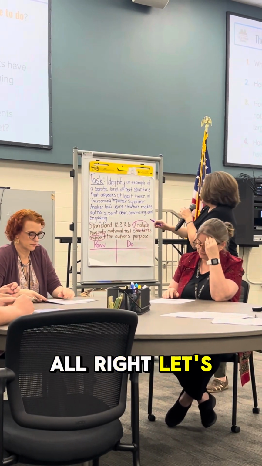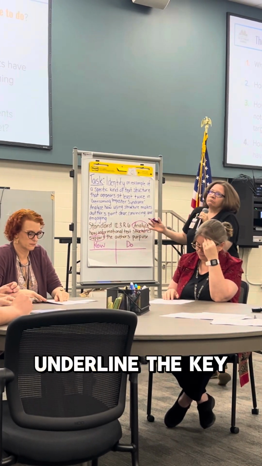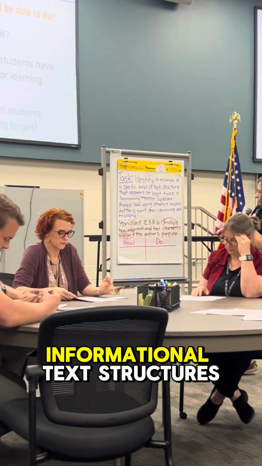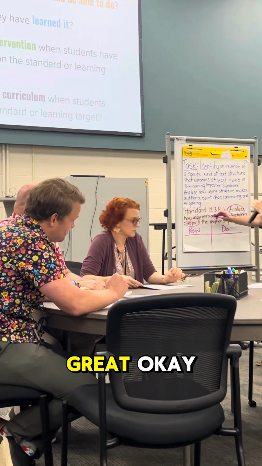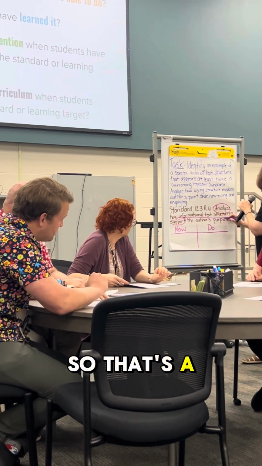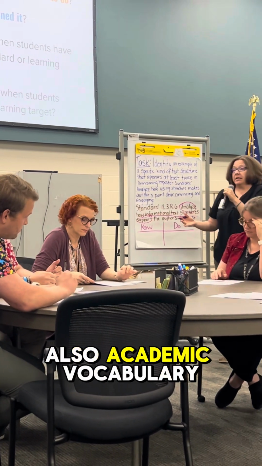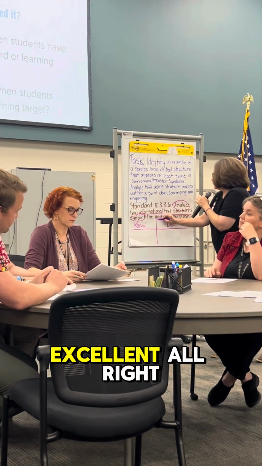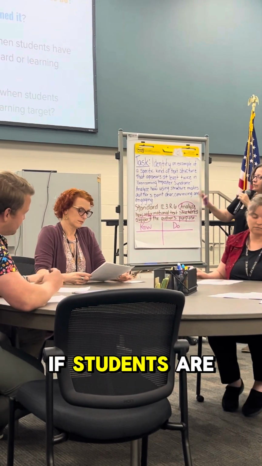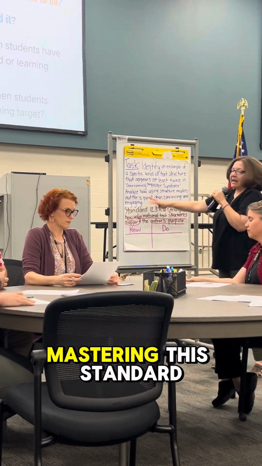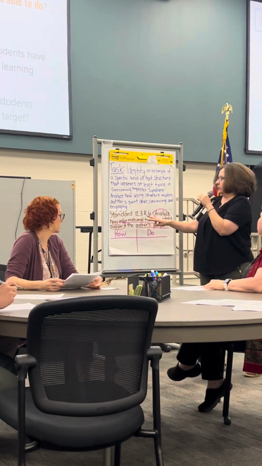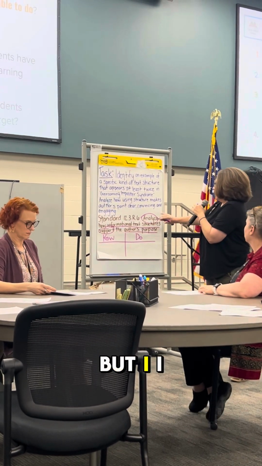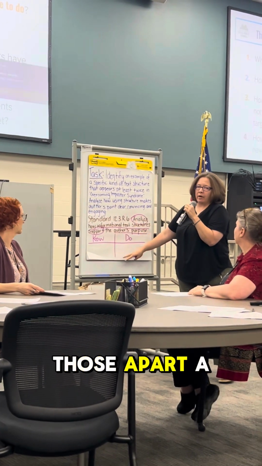All right, let's underline the key concepts and academic vocabulary. Informational text structures. Great, so that's a key concept, probably also academic vocabulary. What's another one? Author's purpose. Excellent. If students are mastering this standard, they've got to know and do these things, right? But I think we might need to break those apart a little bit more.